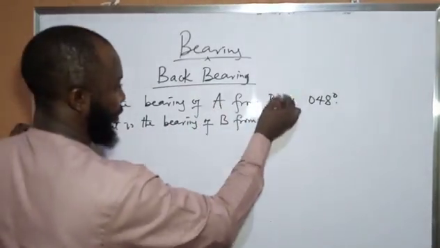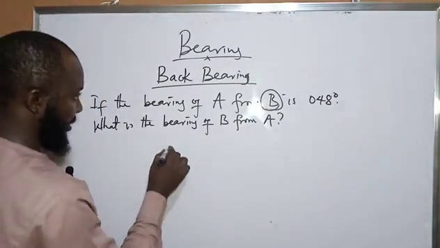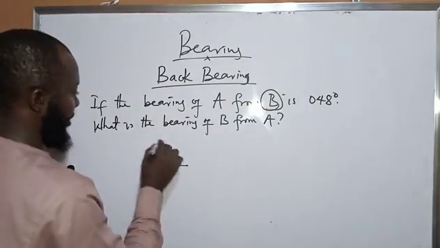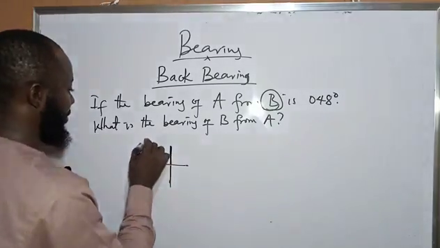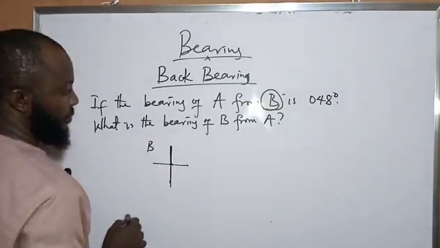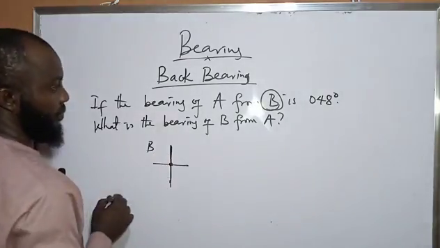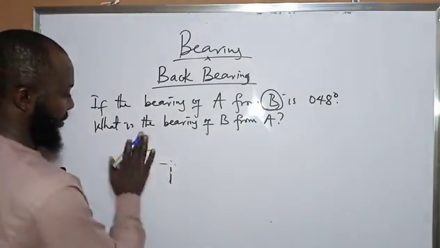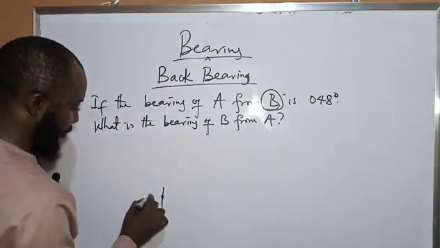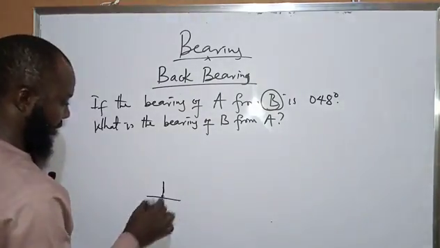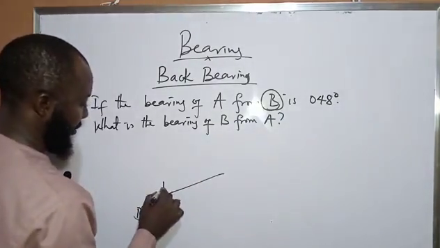So the first statement, if the bearing of A from B is 48 degrees, that is, A is coming from B. That is, our starting point will be B. So if this is point B, on point B we put the four cardinal points. Sorry, let me bring it down. This is point B. Put your four cardinal points on it. It's 48 degrees. This is 48 degrees.